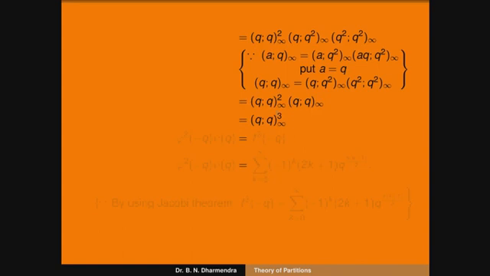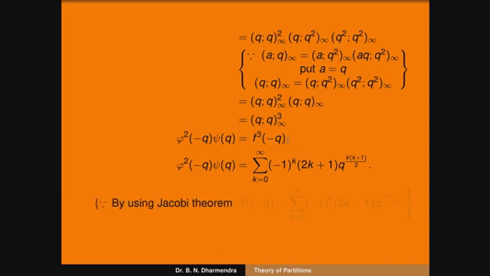So we know the statement of f of minus q, that is (q;q)∞, which implies phi square of minus q into xi of q is equal to f cube of minus q. And similarly, we know (q;q)∞ whole cube is nothing but the Euler-Jacobi theorem. So phi square of minus q into xi of q is equal to the sum for k running from 0 to infinity of minus 1 to the power of k into (2k plus 1) into q to the power of k(k plus 1)/2. By using the Jacobi theorem, we already proved this result, that (q;q)∞ whole cube is equal to this series.